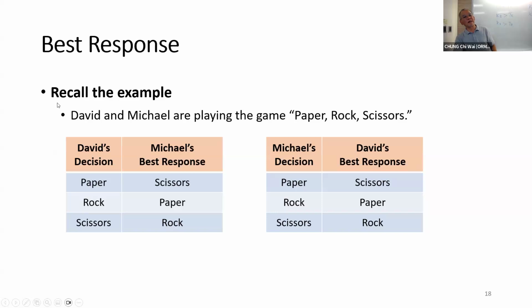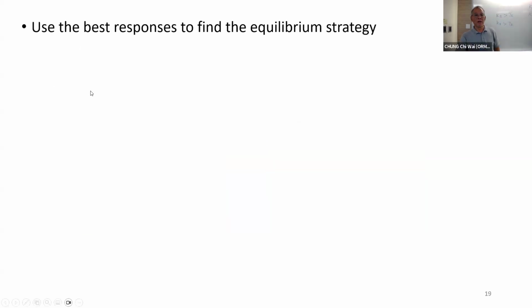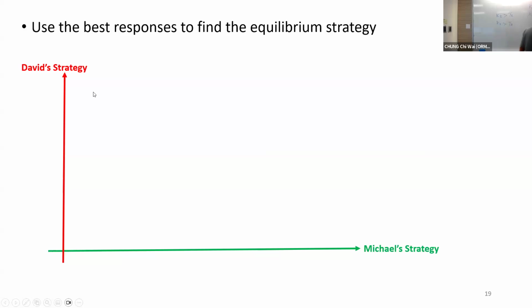Okay. So this is complete information. Two players, and each player has 3 options, and we know the rule. We use a diagram to see whether the equilibrium point exists or not. Michael can choose paper, rock, or scissors. David can choose paper, rock, or scissors.